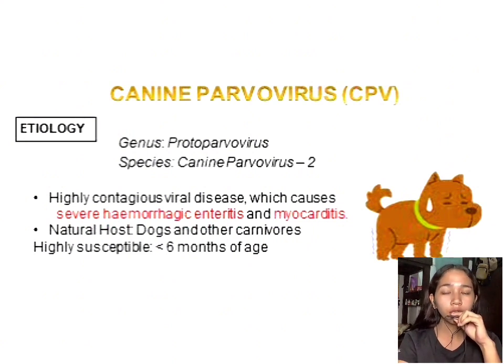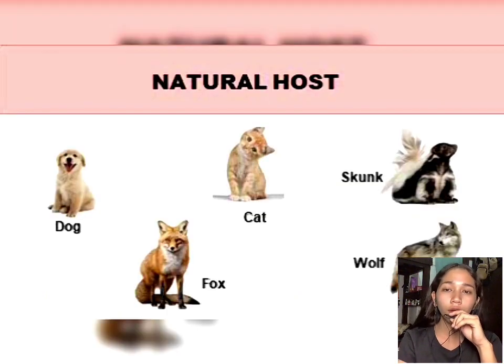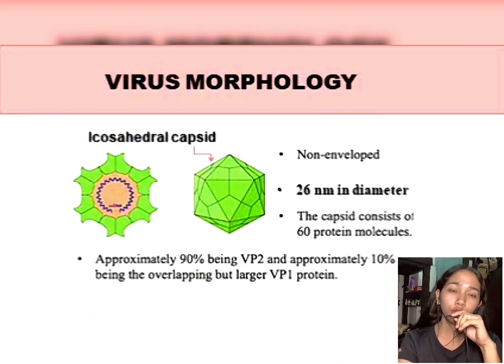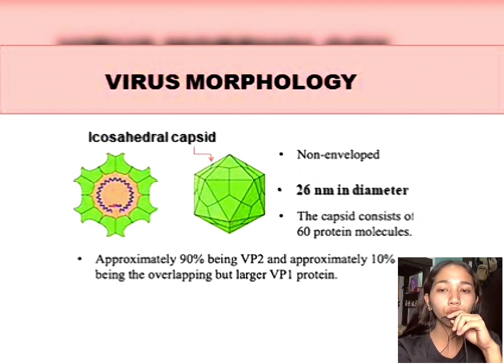For the host range, this contagious virus causes infection in dogs and other carnivores such as cats, fox, skunks, and wolf. For the virus morphology, this virus possesses a spherical capsid that is an icosahedral structure, and the entire virus is about 26 nanometers in diameter. This capsid is made up of immunodominant protein, the VP2 capsid protein, which plays a major role in the antigenicity.